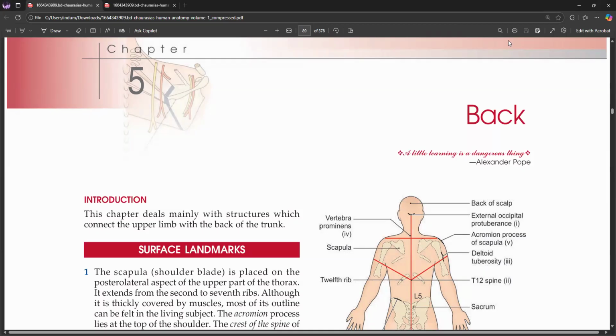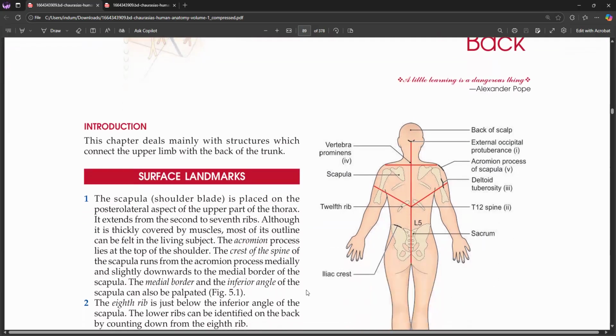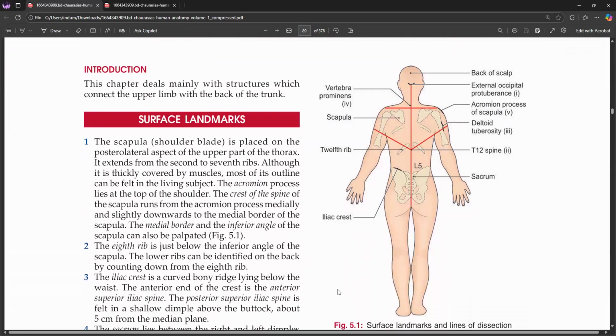Today we are going to read chapter number 5, Back, from the book B.D. Chaurasia, Human Anatomy, Volume 1. So let's get started. Introduction. This chapter deals mainly with structures which connect the upper limb with the back of the trunk.